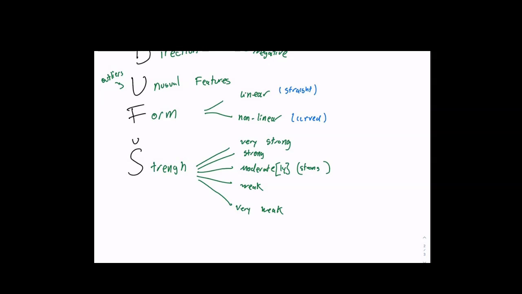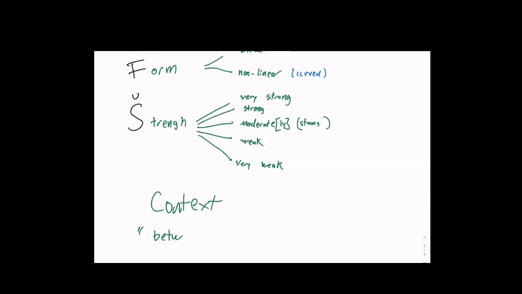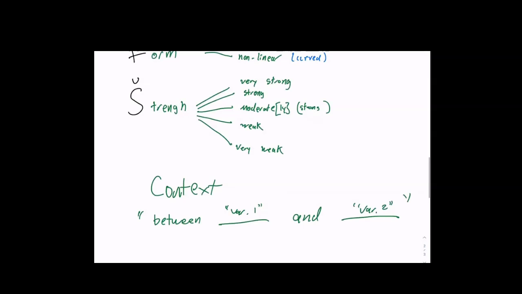Okay. And just remember context. Always say something like between blank and blank, where you say what the first variable is and what the second variable is. Just make sure that you include this kind of statement. It's so surprising how some people will just list it, and they never say anything that relates to that problem.